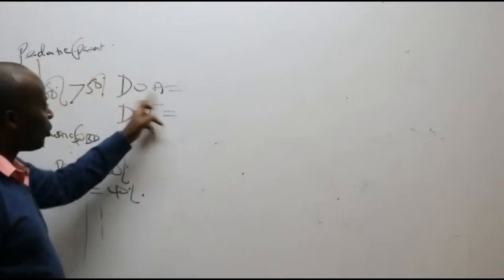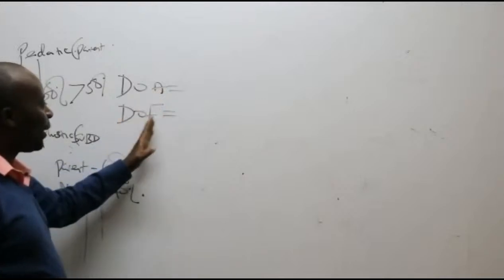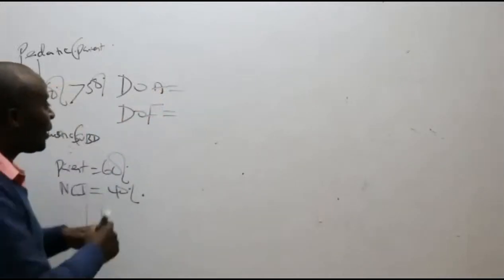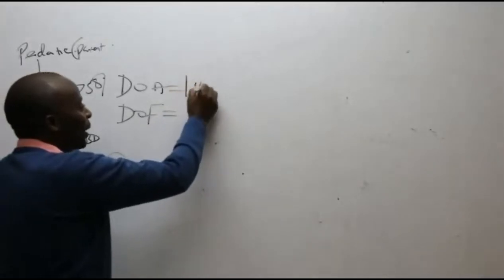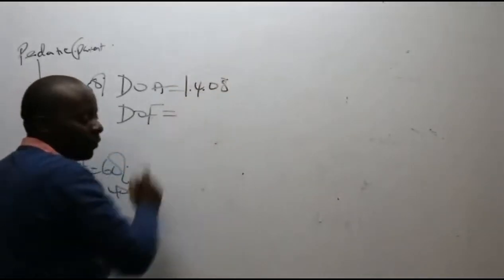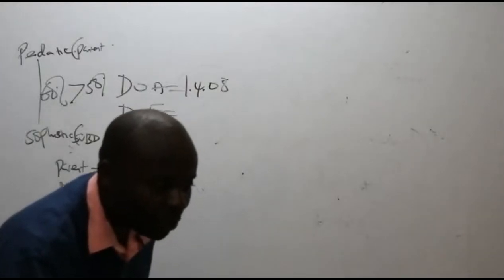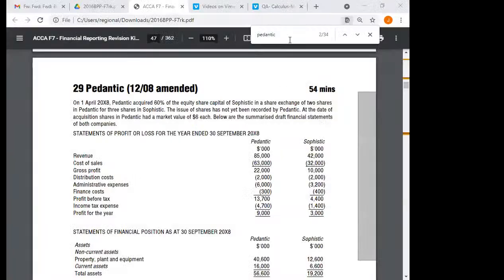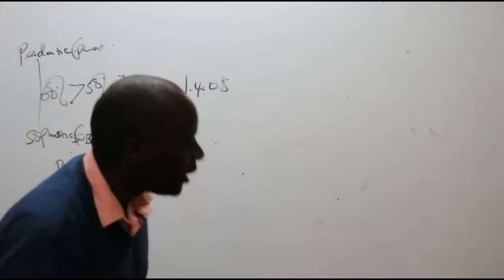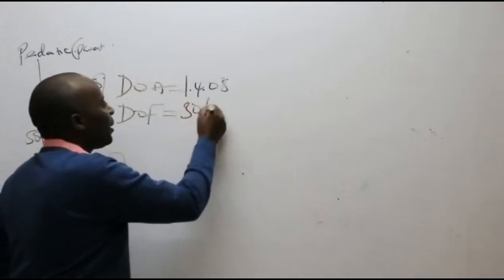So DOA is date of acquisition. DOF is date of financial statements. So they have told us here the DOA, date of acquisition, is 1st of April 2018. And then the date of financial statements, look at the financial statements given. The ones that I'm able to see are dated 30th September 2018.